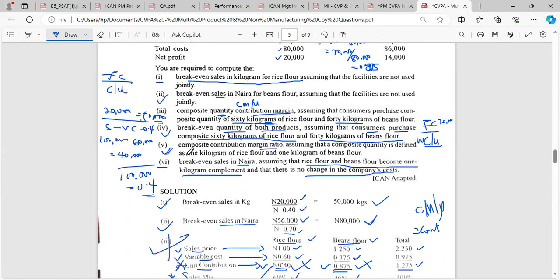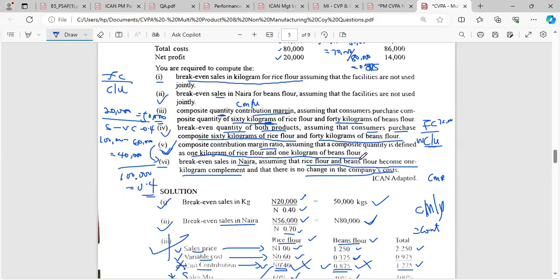V: composite contribution margin ratio, assuming that the composite quantity is defined as 1 kilogram of rice flour and 1 kilogram of beans flour. Oh, we've not solved V. So V will give rise to this one. Are you saying a CM ratio, composite for the two products? They must always give you the mix. Where the mix is not given to you, I will show you how to get the mix.